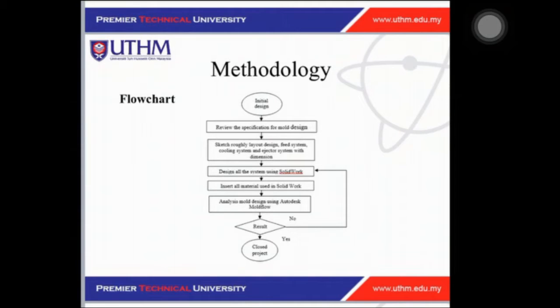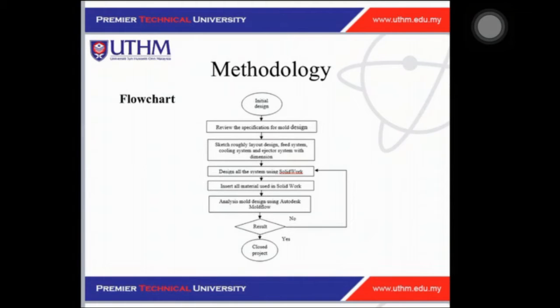So first we start with initial design. We design 3 sketch designs and review the specification for mold design. We choose 1 out of 3 designs that is suitable with the specification for mold design in this project. And then from the design, we sketch a rough layout design, feed system, cooling system and ejector system with full dimensions. After that, the design was created by using SolidWorks software. This is to ensure that it could run the analysis perfectly.